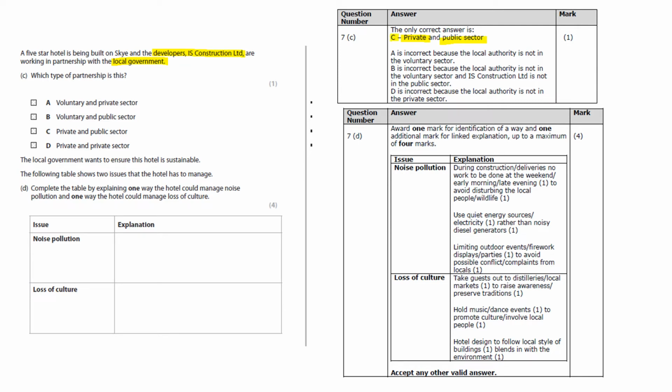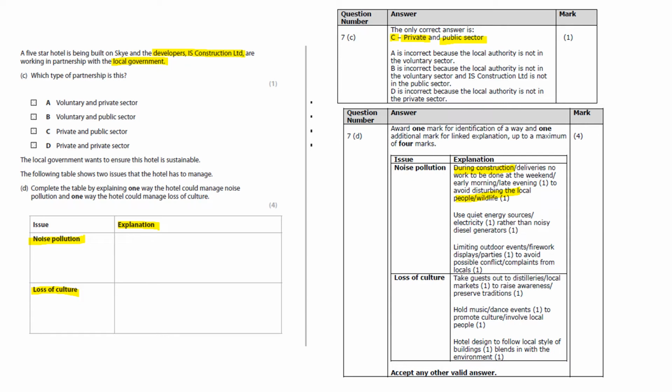Now, when we come on to 7D, it's talking about managing the effects. And basically what it wants you to do is come up with a way that you could sort out noise pollution and then explain it, and then do the same for loss of culture. So noise pollution, now bearing in mind that the hotel is being built, you can actually think about during construction. So you could talk about during construction, only working during the day, for example, so that it didn't disturb local people. That'll get you 2 marks.